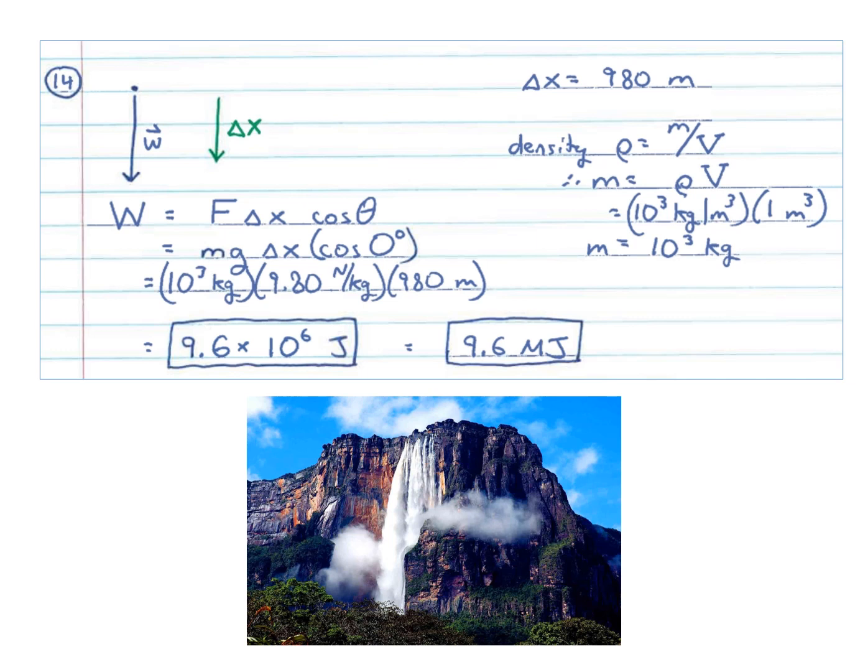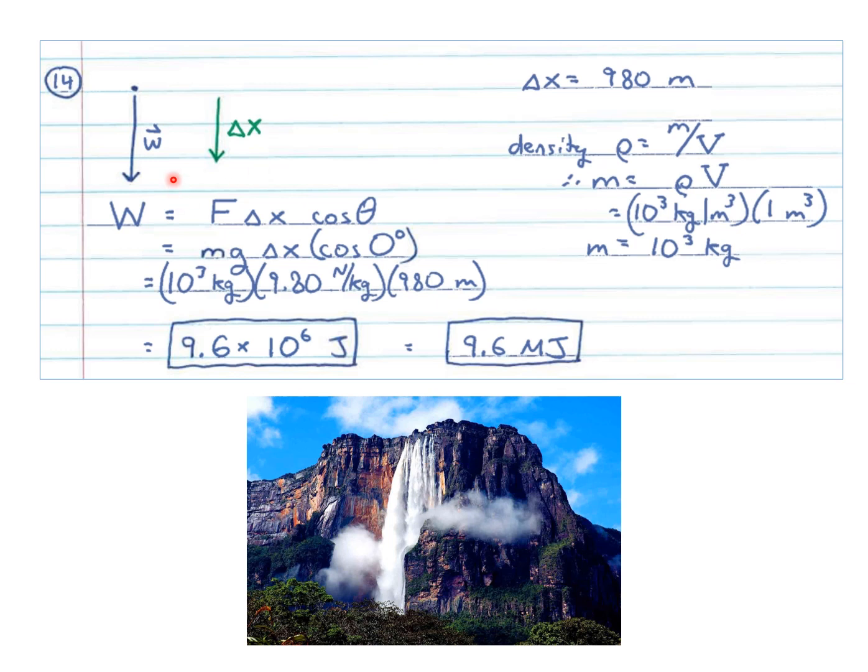Number 14, the world's highest waterfall in Venezuela has a total drop of 980 meters. How much work does gravity do on a cubic meter of water dropping down the waterfall? Well, let's think about the work that gravity is doing. Let's look at the forces on a cubic meter of water. There is the weight pulling down, and there is displacement.